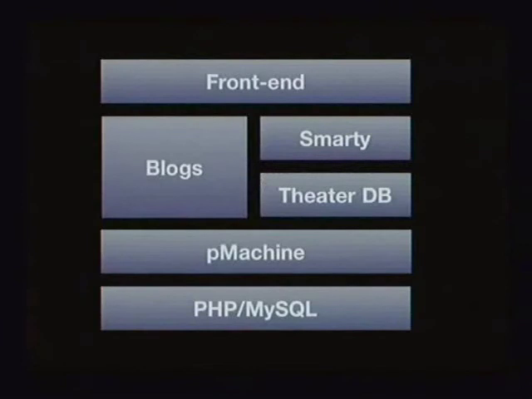So, just to go back to this diagram for a second, PMachine has a pretty nice control panel, so that covers stuff like administering users, so deleting users or looking for certain users, or editing or adding blog posts. But what it doesn't do is edit the theater table, the theater database that we have. So the question is, what do we use to edit theaters on the site?